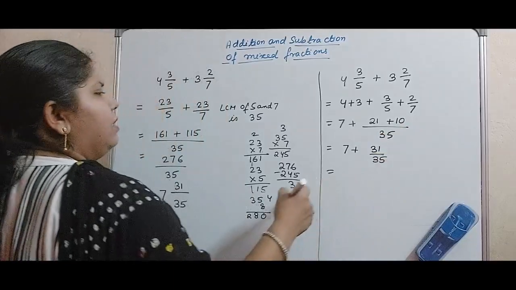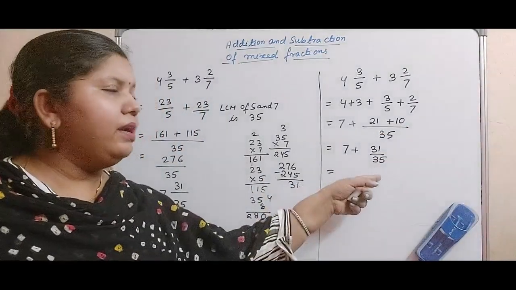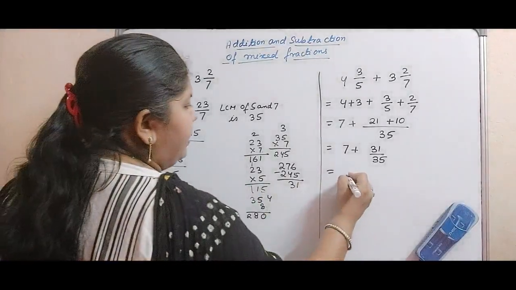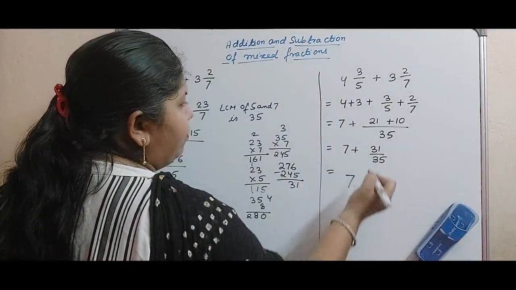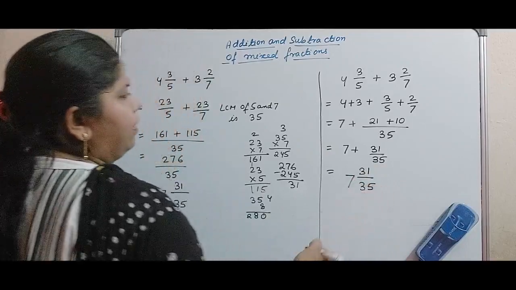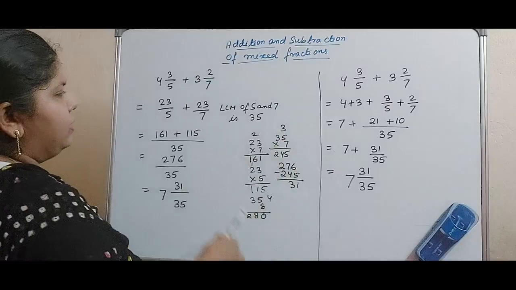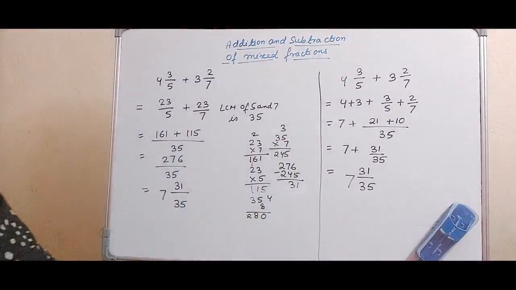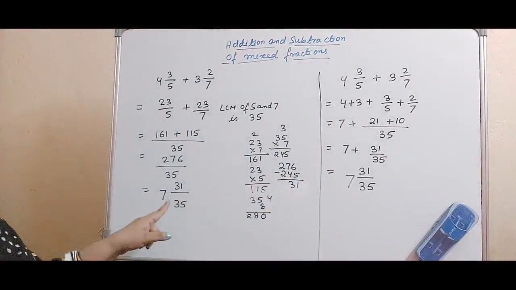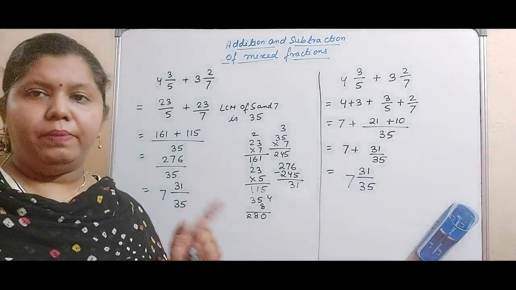Now, your mixed fraction is a combination of a whole number and a proper fraction. That is what we got already. Just combine and write it down. Instead, just remove this plus sign. It becomes 7 31 by 35, your final answer. Just see the number of steps in this process and the number of steps in the other process. Obviously, you will say that this method is quite simpler than the other method. Okay, so it is your wish which method you want to apply.